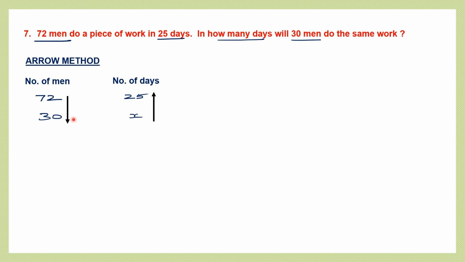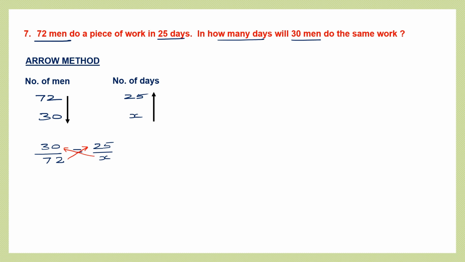And now look at what is pointing towards the arrowhead. 30 is close to the arrowhead. So that will be your numerator for the fraction 30 by 72. Similarly, on the other side, which is the number that is close to the arrowhead? 25. So that should come first. So 25 by x. Now cross multiply.